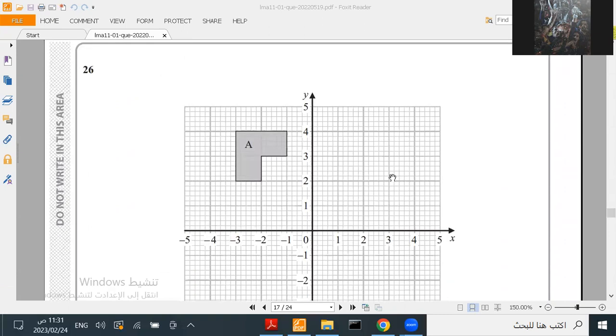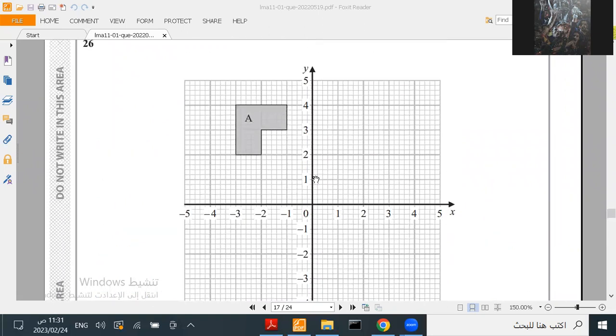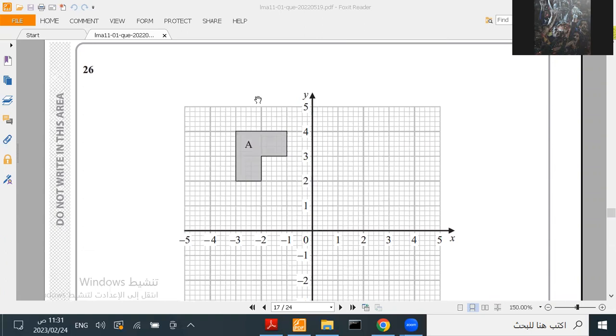26, we have a shape here, shape A. The question says, reflect shape A in the y-axis. Label it B. We're going to reflect it on the y-axis. أول حاجة الميرور بتاعنا وين؟ هي y-axis. معناها حنديروا reflection للشيب في y-axis. معناها الإيمج حتكون بالجهة هذه. How do we reflect? أول حاجة نشوف distance between the shape and the mirror. هنا one box معناها same idea حنمشي one box ونبدأ نحط البوينتس.